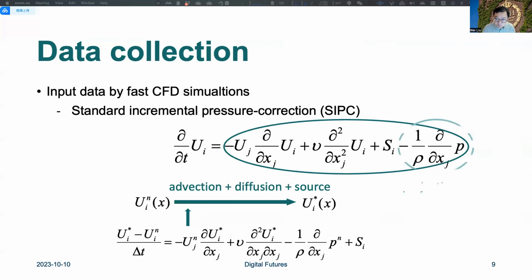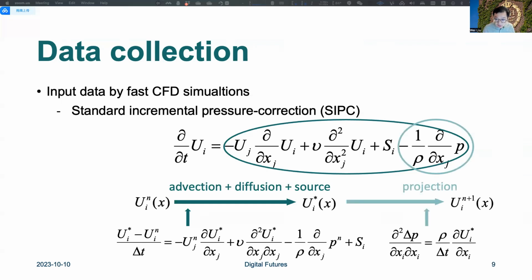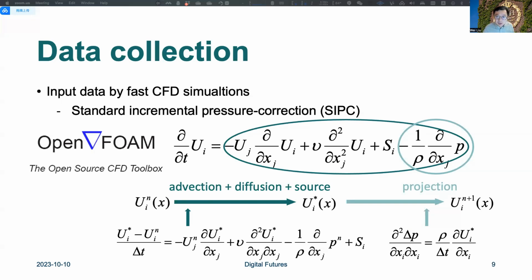Since the advection term is solved by the semi-implicit scheme, it will not introduce any significant numerical diffusion. And then we will also adopt a RANS model to simulate the turbulence. This is implemented in OpenFOAM.